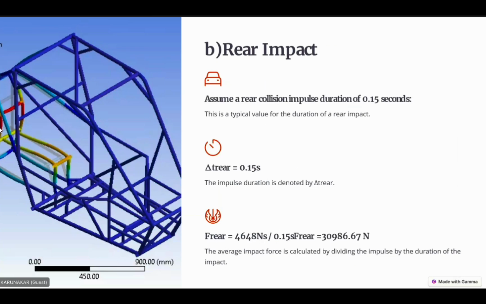Similarly, the rear impact assumes the impulse duration to be 0.15 seconds, where the impulse duration is denoted by Δt. And again, the rear impact force is 30,986.67 newtons, which is calculated by dividing the impulse by the impulse duration.